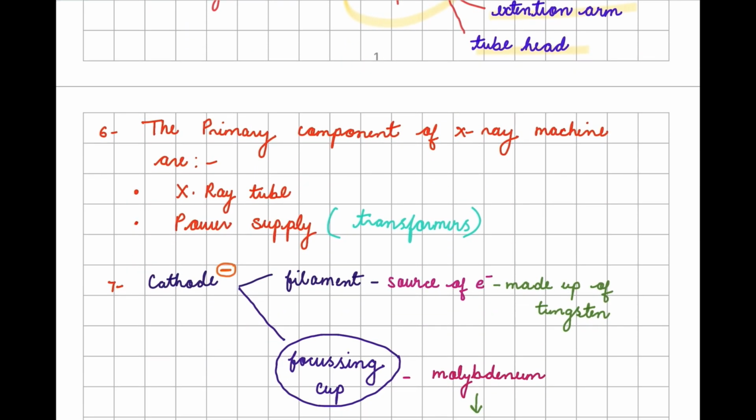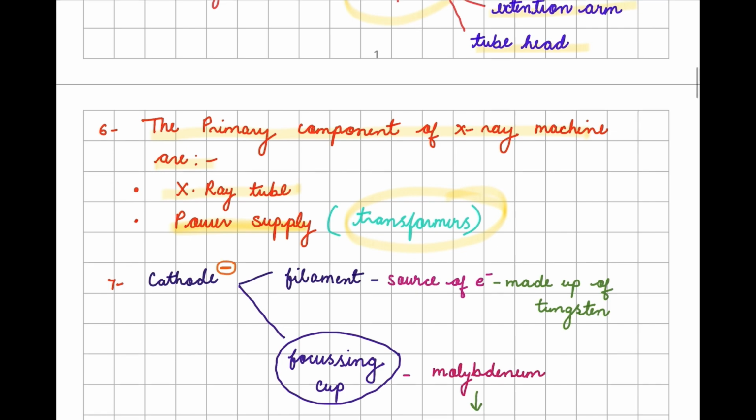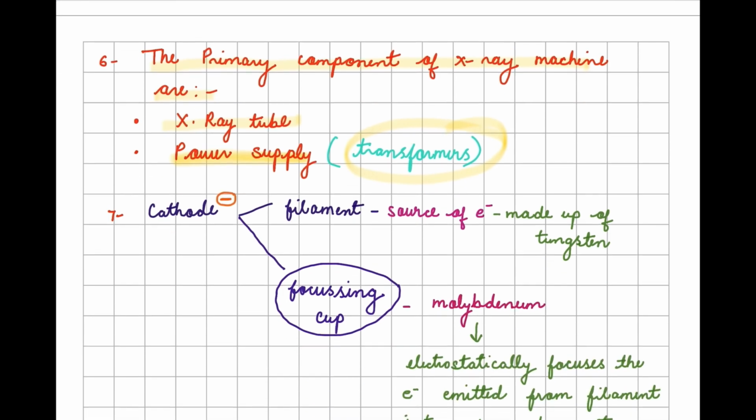Now the next question was, what are the primary components of X-ray machine? So the primary component of X-ray machine are as follows. It has X-ray tube and the power supply. For the power supply we have transformers. Next question is, what is cathode, its part and their function? So basically cathode is negatively charged. So it is a negatively charged part and it has two parts. First is filament, second is focusing cup.